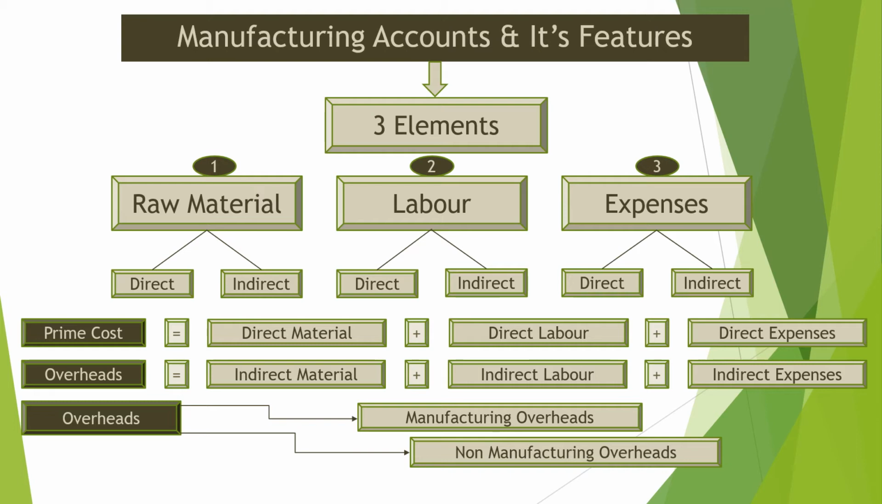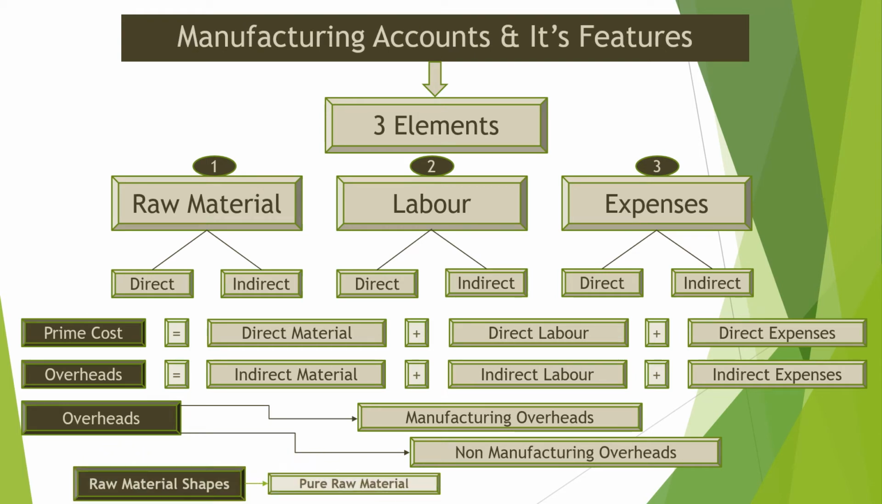Raw material of a product in a production unit has also three shapes. The raw material could be in pure raw form. This is the main raw material required to produce a product and it's traceable.